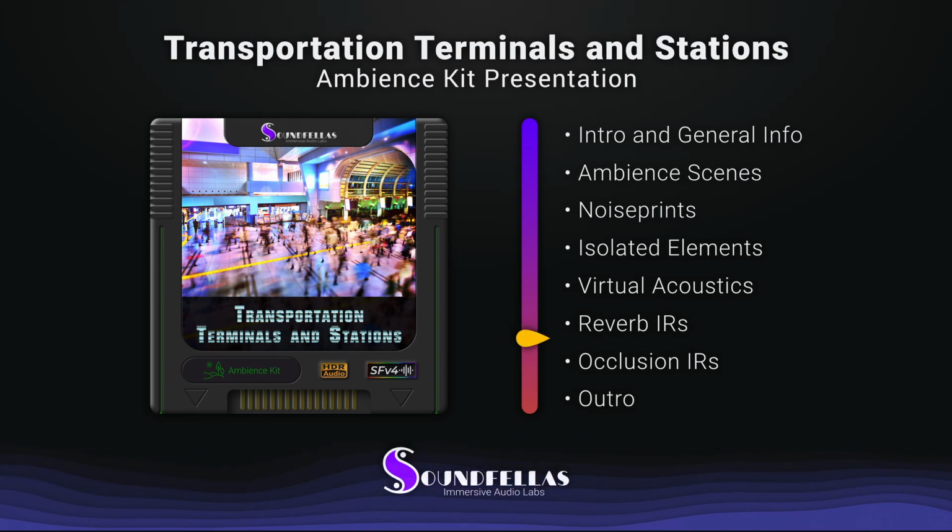The examples are made using a character moving in space. First, let's hear the dry sample. Here's the same sample using the subway station platform impulse response. Now let's use the subway wagon impulse response. As a final example, let's use the airport terminal impulse response.